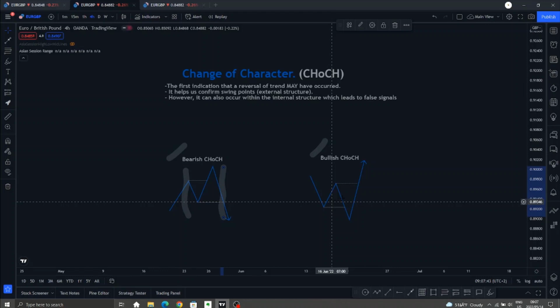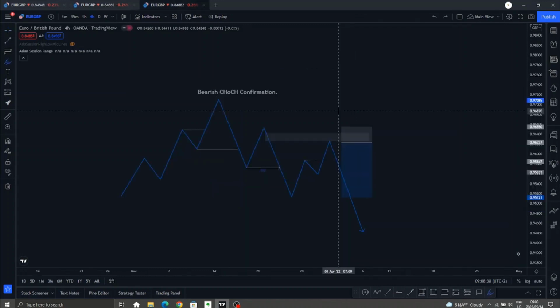Because these are just little things that help confirm that this change of character is a little bit stronger. Okay. Now, because we've said that you can see a lot of false signals printing, right? Because change of character can occur within internal structure, there is a way in which you can wait for the confirmation of this change of character before you look to trade that reversal. And the thing that helps us confirm that bearish or bullish change of character is going to be a confirmation.